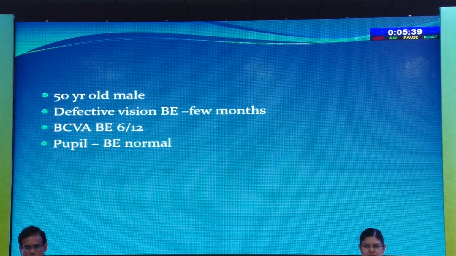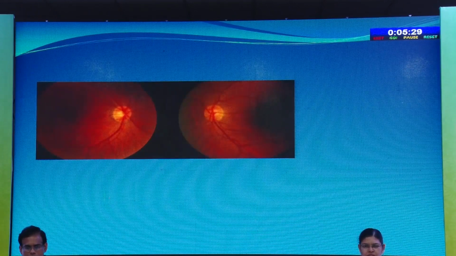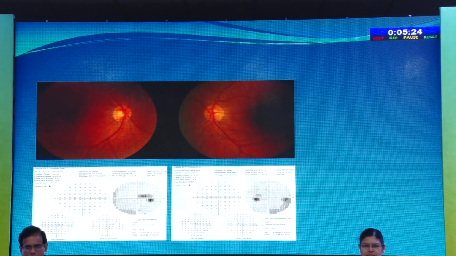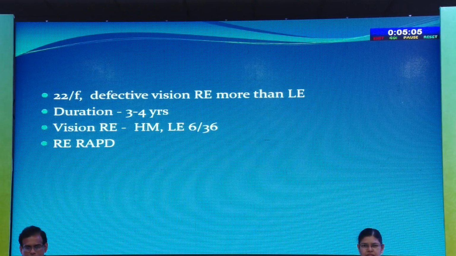Another case, a 50-year-old male with defective vision in both eyes. For a few months he was complaining of defective vision. Best corrected vision was 6/12. Pupils were normal. Fundus was also looking apparently normal. Visual field showed a centrocecal scotoma in his right eye and a slightly enlarged blind spot in his left eye. OCT confirmed thinning of the retinal nerve fiber layers. History taking revealed that he was a chronic smoker and alcoholic, and this is a case of toxic optic neuropathy.